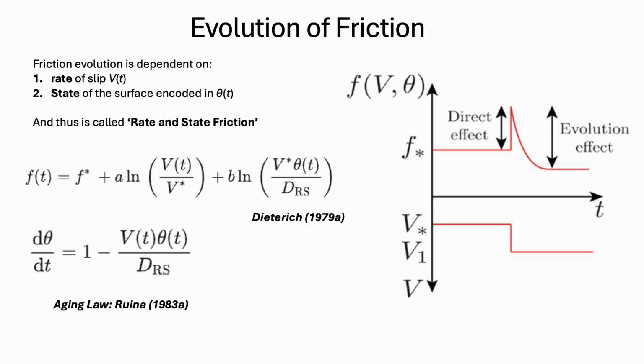And then gradually over the characteristic time t and a characteristic distance DRS, it goes to another steady value which is not the same as its initial value. This change is named as the evolution effect. And this is what is happening to any kind of surfaces, all the way ranging from a spring slider model, which is simple, to complex faults in crustal rocks.